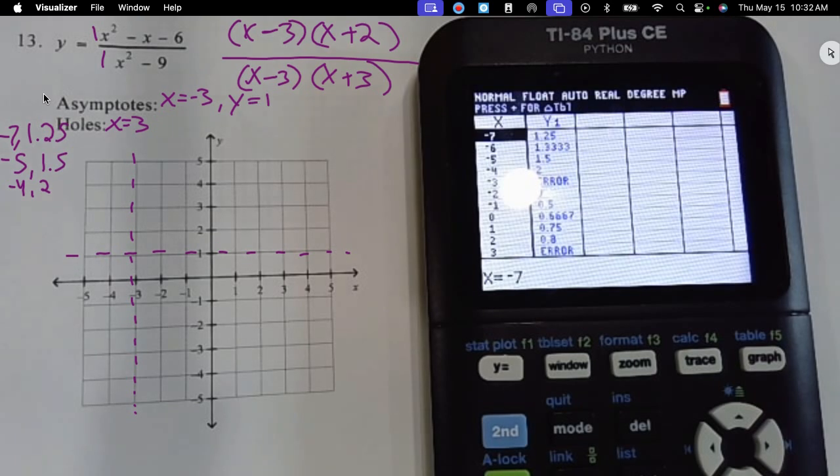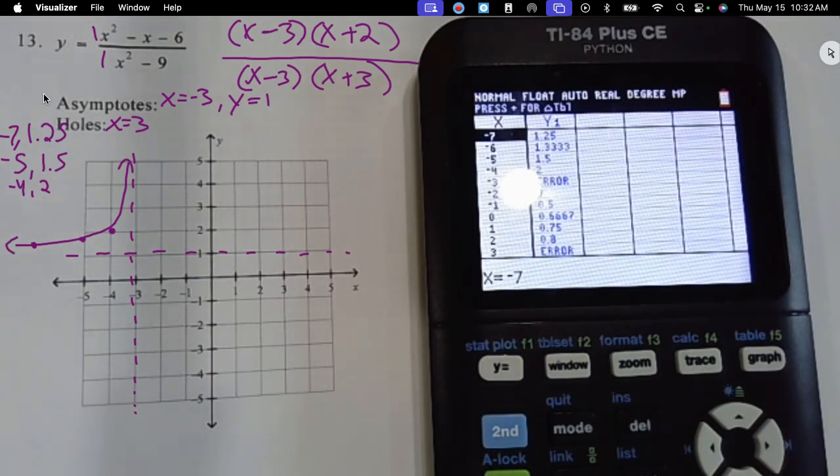Some of these go a little bit too far. It's okay. -5 goes up a little bit, -4 up a little bit more. Not much. Okay, so it's going like that. Everybody good with that?